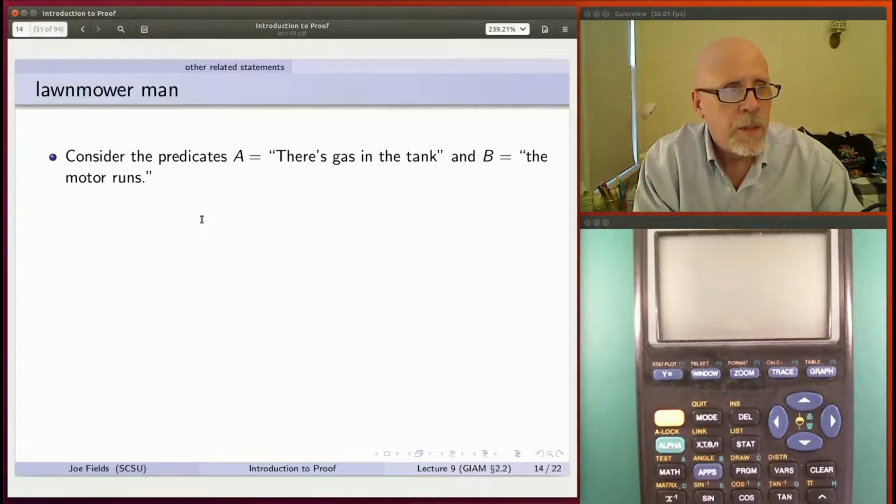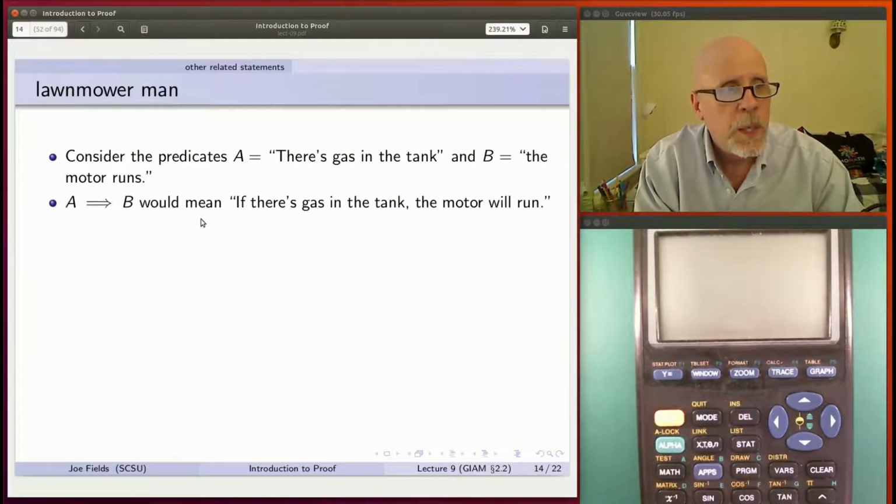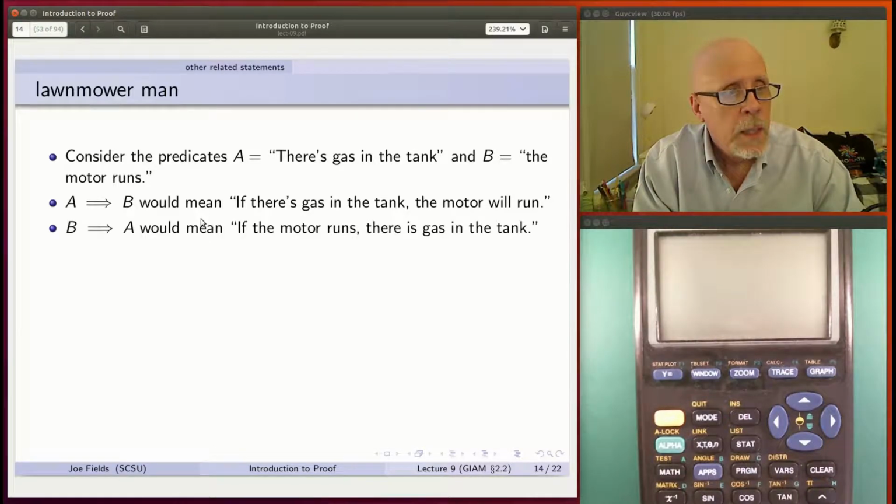So here's an extended example. The predicates A, there's gas in the tank, and B, the motor runs. I'm actually thinking about a lawnmower here. So A implies B would mean, let's say it in words, if there's gas in the tank, the motor will run. That sounds reasonable, doesn't it? So you've got a good conditional sentence there. B implies A would mean if the motor runs, there is gas in the tank. I guess that sounds pretty reasonable too.